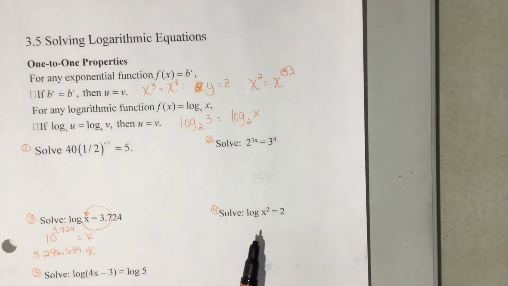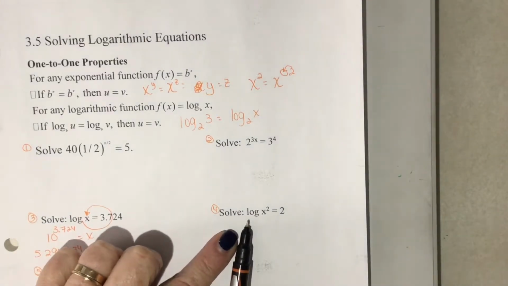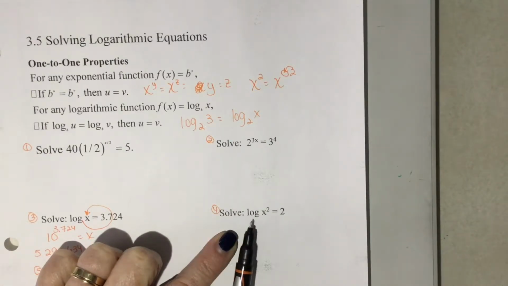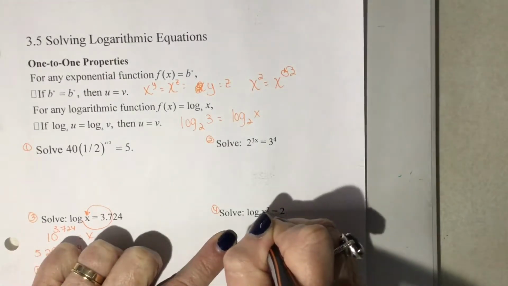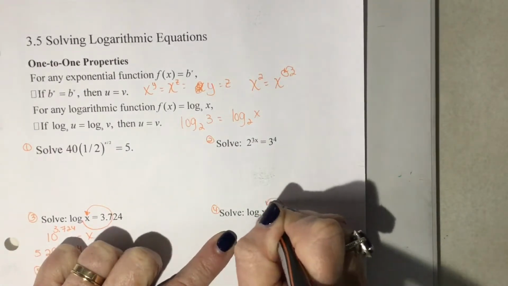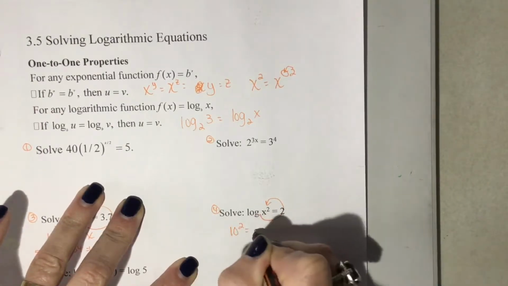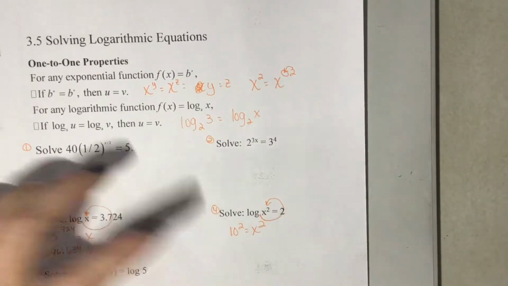I'm in logarithmic form. How do I know that? There's my log right there. Any suggestions on how I can start this? Yeah, I can snail it again. Once a base, always a base. Start with the base. So I snail it around. So I get 10 squared equals x squared.